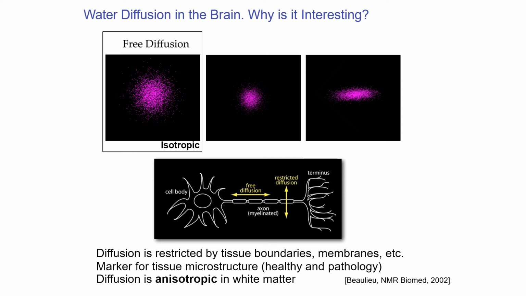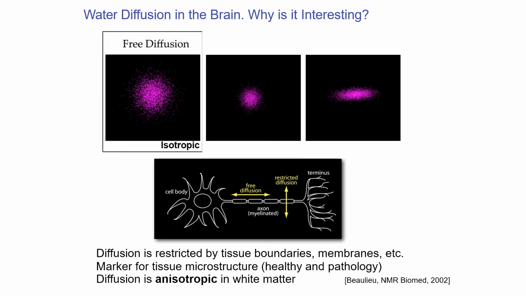So why is diffusion of water in the brain interesting? What does it tell us? When we are in areas that are open, like the ventricles that are filled with cerebrospinal fluid, there's nothing really to restrict the movement of water. And so that's this isotropic, free movement of water that would go out in a sphere.